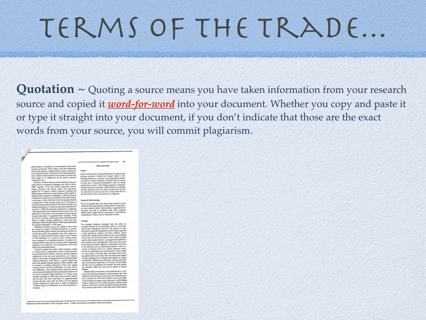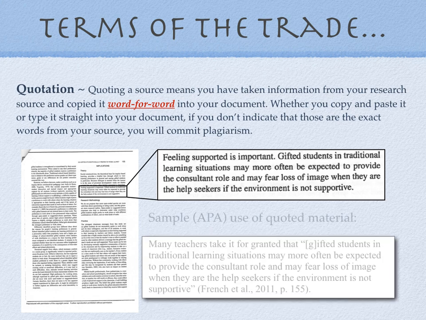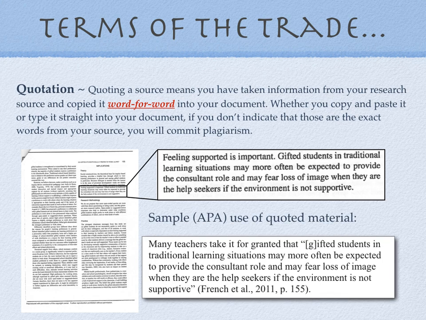Let's take a look at this example. Let's say I really like the way this author described this point. So I'm going to use this passage word for word. I put it in my paper, I add a signal phrase and incorporate it just like this with a citation and everything. But let's take a closer look.